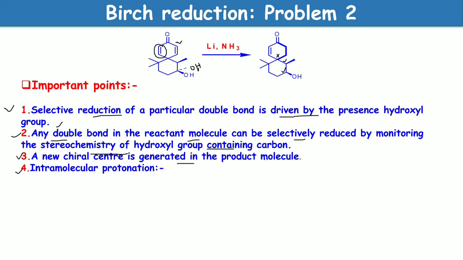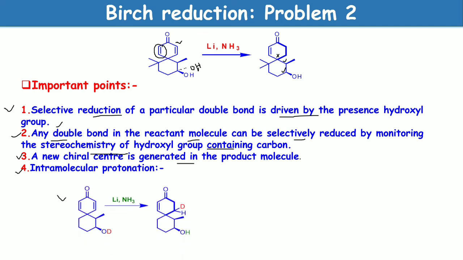Now if you are a synthetic chemist, you can argue that there is no role of the hydroxyl group in determining the stereochemistry of the product. And also you can say that protonation is occurring from the ammonia molecule instead of the hydroxyl group. So basically you can do 2 experiments. The first one is like that.